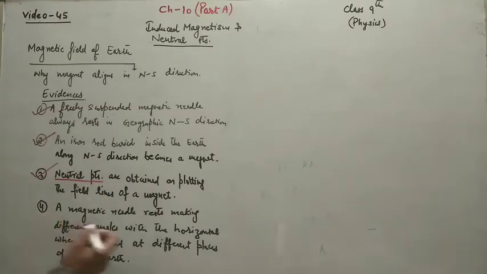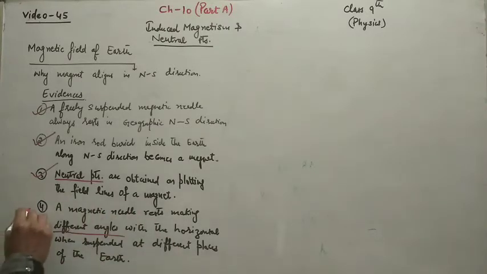Fourth one: a magnetic needle rests making different angles with the horizontal when suspended at different places of the earth. So it means if the magnetic field of earth exists, then only different angles are possible. Otherwise, you would get the same angle on the surface of earth. So this all shows that earth also has magnetism.